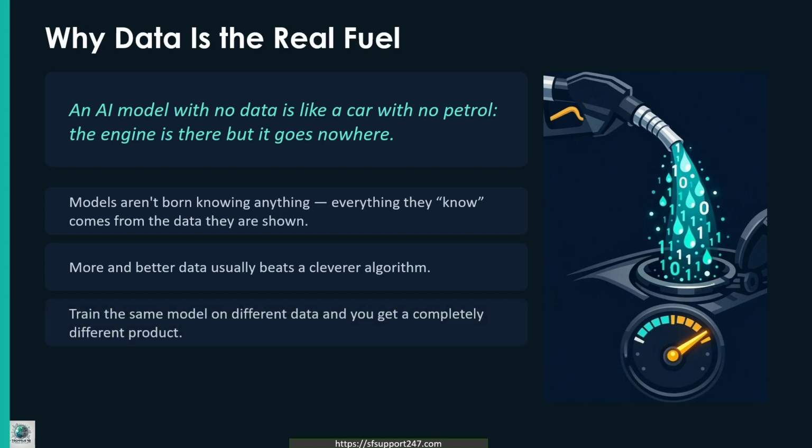Train the same model on different data and you get a completely different product. Why do leading companies guard their data like a secret recipe? Because based on this data, the LLM will become so powerful. If you look at ChatGPT, it's been trained on public data. Most of the LLMs or AI applications are trained on public data if they are available for free. If they are paid, they may be trained on your proprietary data.